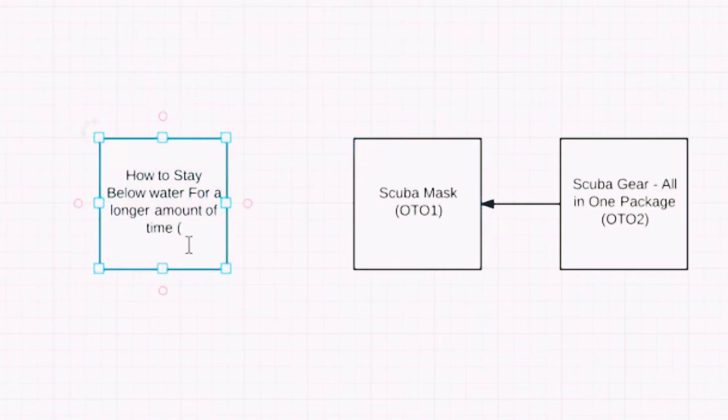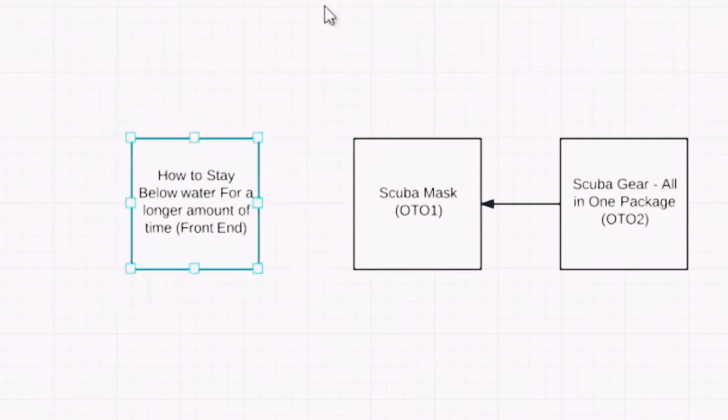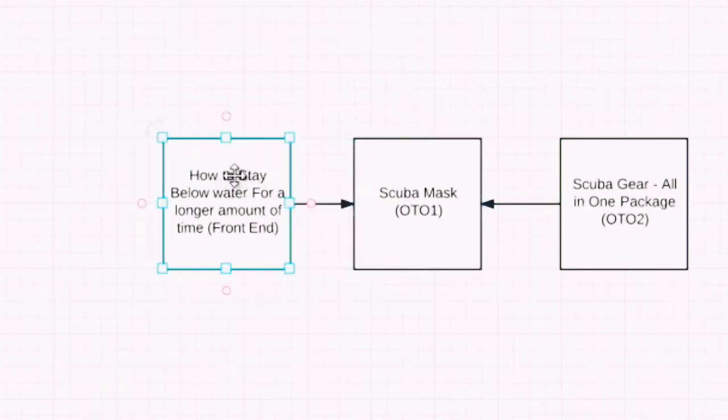So this could be a lead magnet, it could be a front end offer, but let's say, for example, we want to make a course to show people how to stay below water for a longer amount of time, or whatever unique selling proposition that solves somebody's problem, right? So they go from here, they're looking to stay below water for a longer amount of time, and then maybe you present them after that.